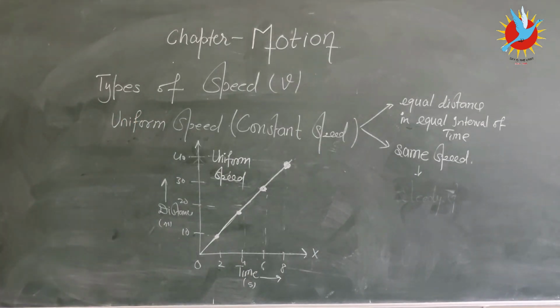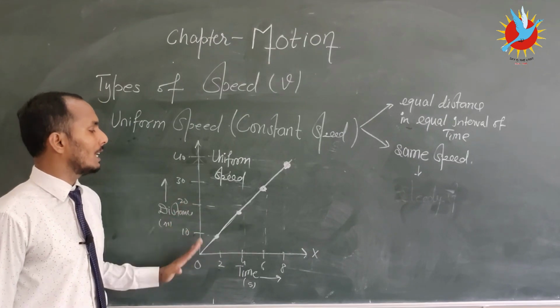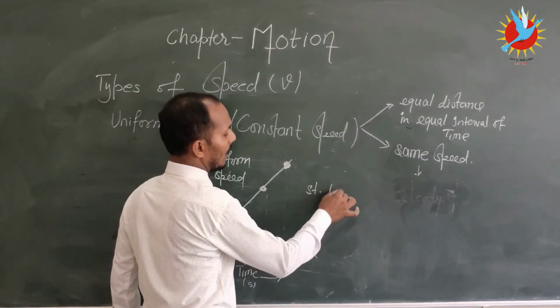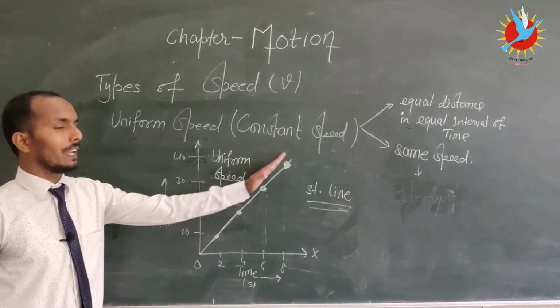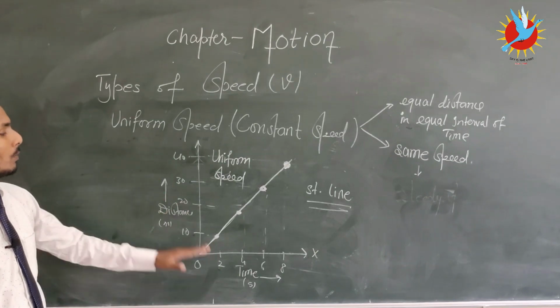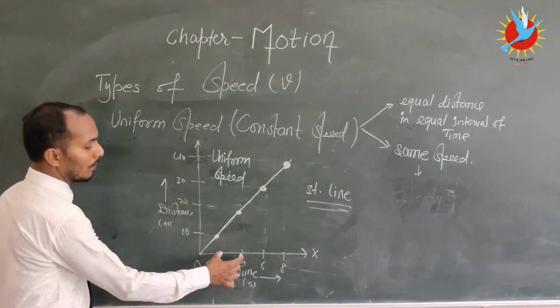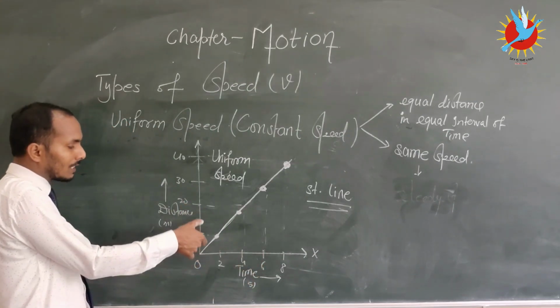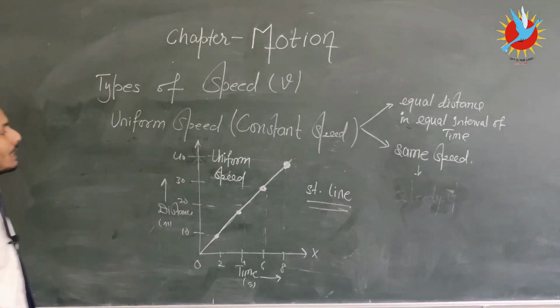Uniform motion or uniform speed: in equal intervals of time, the body covers equal distance. The graph is a straight line. A straight line forms when a body is moving with uniform speed. You can check it here: in equal time intervals, the body covers equal distances. So it is said to be uniform speed.